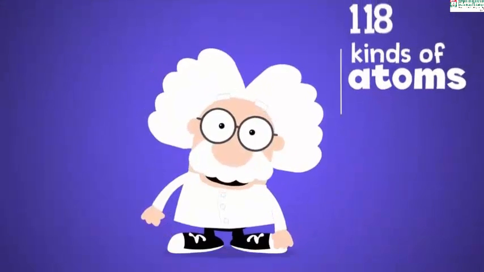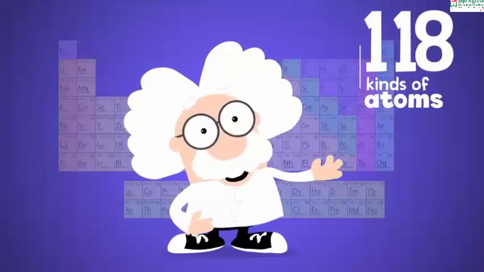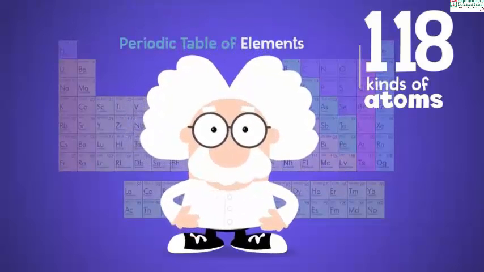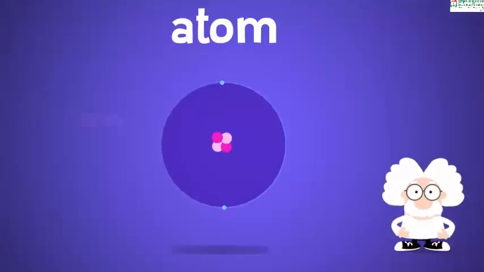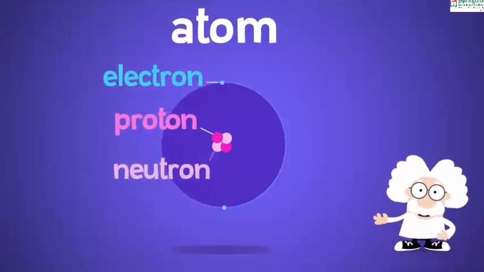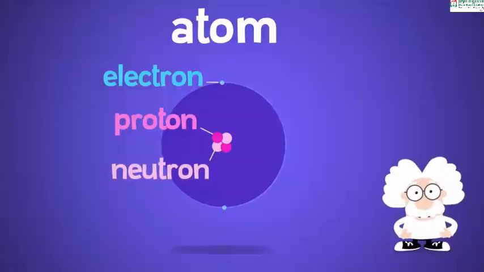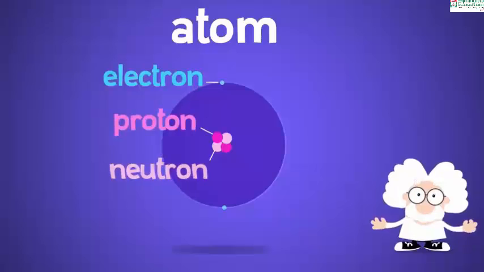There are 118 different kinds of atoms, which are each the smallest part of an element. As you can see here, atoms are made of just three types of tiny particles called protons, electrons, and neutrons. And each of these tiny particles does something special.